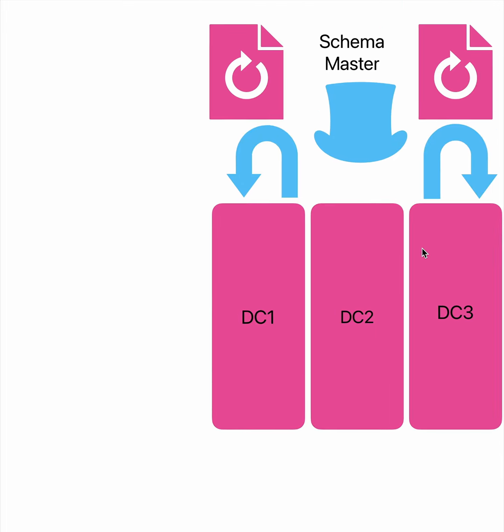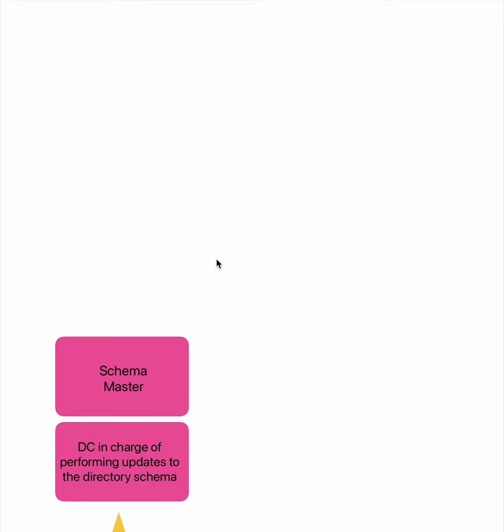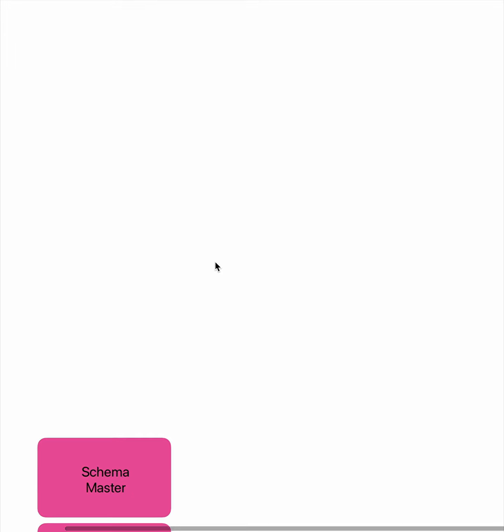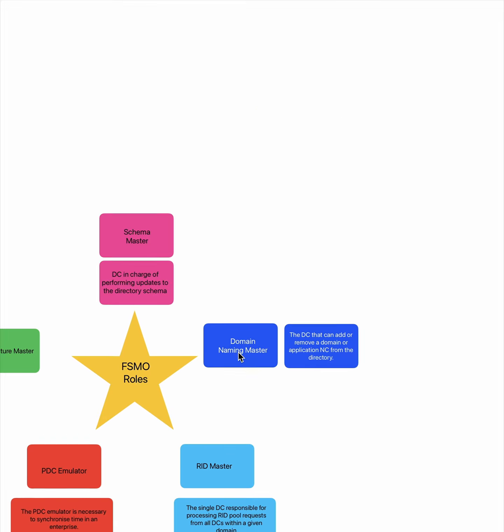I've got a diagram here of the schema master. So imagine this is the schema master, DC2. And what's happening here is that the DC2 is in charge of performing updates to the directory schemas. As you can see in here, directory updates are happening here, DC1 and DC3. So there we have it. That is the 5 FSMO roles explained.